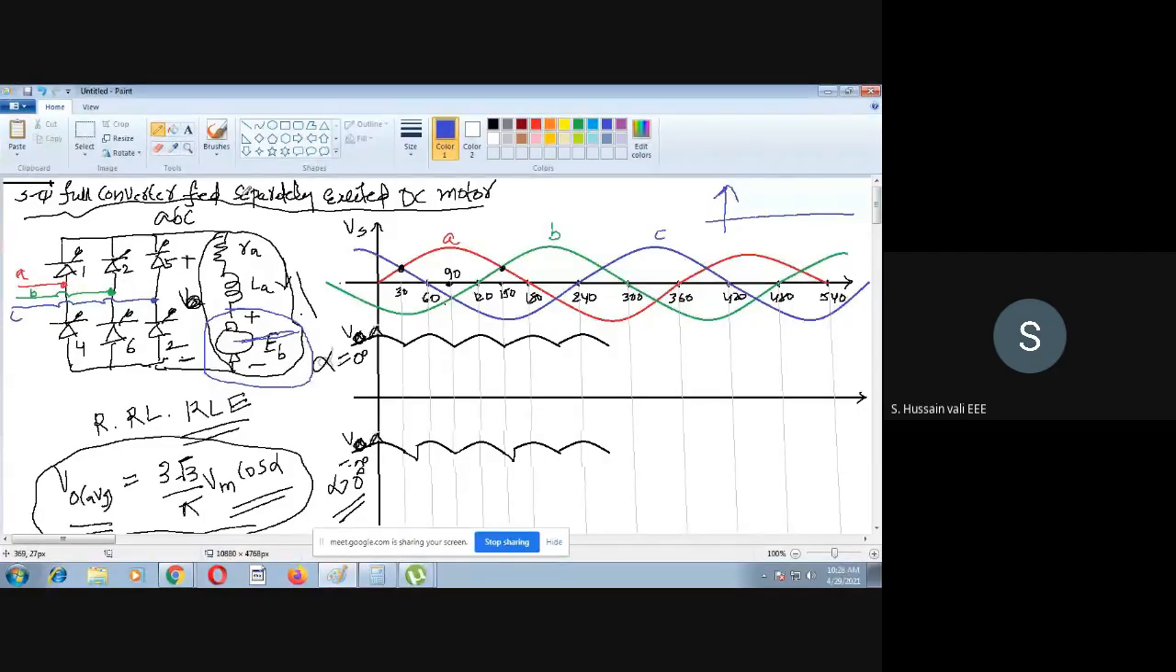Continuous, he has given. That's correct. So continuous he has given in the sense that we will assume that it is constant. There is no problem in that. Okay, we can assume like that.